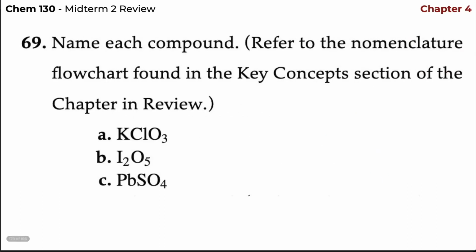All right, this one seems a little harder, but it's really not. All you gotta do is just combine what we've been doing. So first of all, we gotta figure out whether these are ionic or molecular, because that has different rules for each, right?